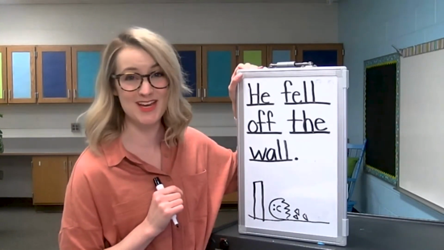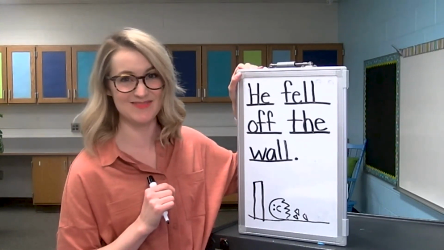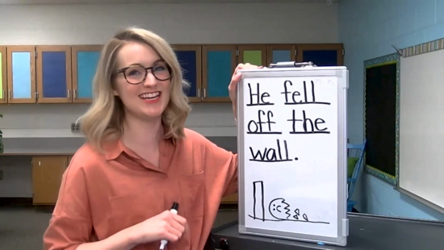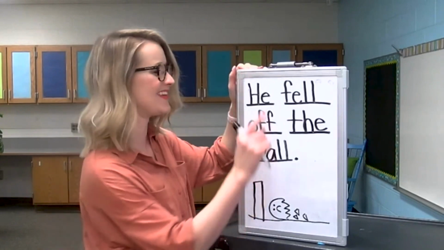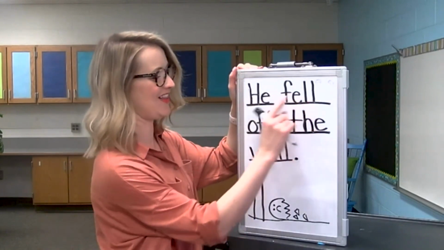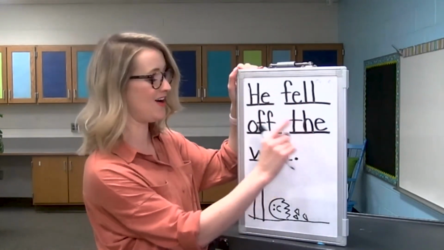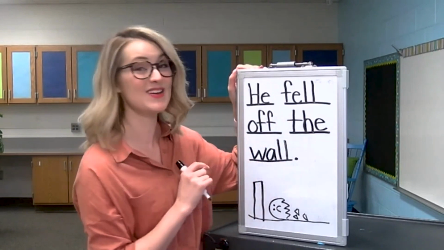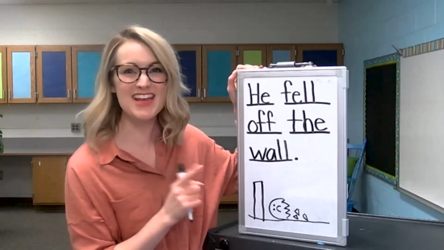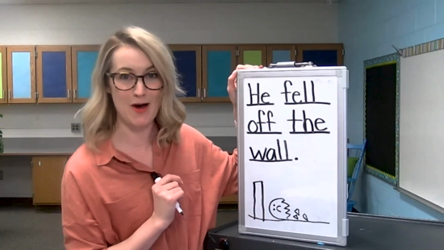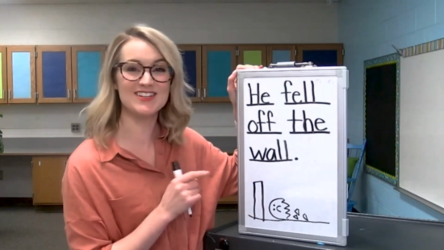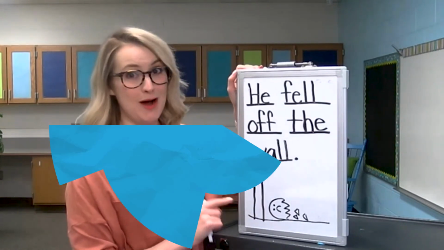Go ahead and draw a picture to match your sentence. Let's practice reading our sentence one more time. He fell off the wall. Great work. Now make sure to read your sentence to someone at home. Tell them about the characters in our nursery rhyme and the problem.